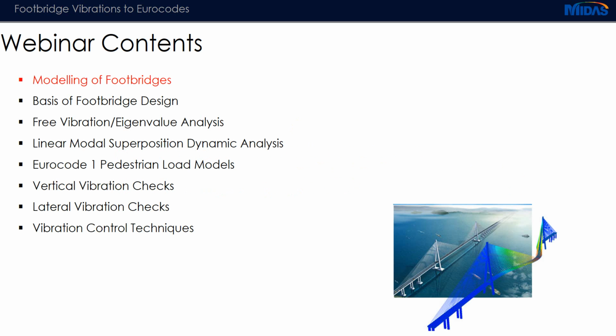Okay, we'll be covering the following topics today, starting with modeling of footbridges. We'll look at two different types of footbridges, one a simply supported bridge and the other a continuous bridge. Both will have structural steel as their material. And then we'll move on to basis of footbridge design and dynamic analysis, and then finally look at some of the vibration checks that we usually follow as per Eurocode.